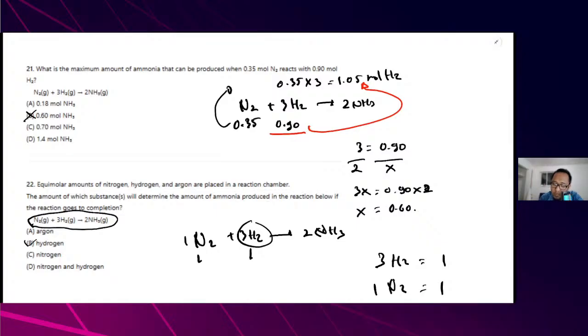The amount of which substance will determine the amount produced in the reaction? The reaction goes to completion, so which one completes first? Like I mentioned, it should be hydrogen. Ignore K. Just focus on the reactive components and their mole ratios over here. So the answer will be B.